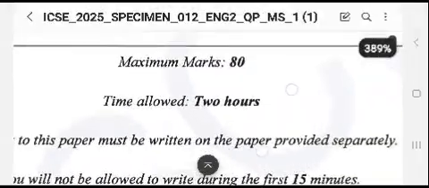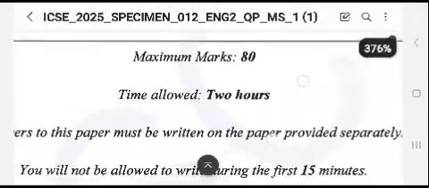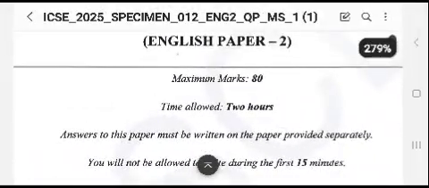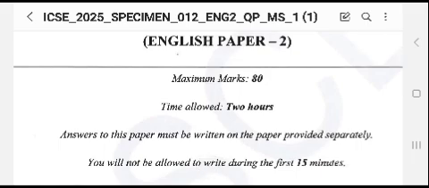And the time allowed is only 2 hours. And answers to this paper must be written on the paper provided separately. It is written there. You will be given 15 minutes before writing the examination. You will be getting 15 minutes to prepare what to write. You will get time to read the question paper, and you can decide which are the questions you need to attend.